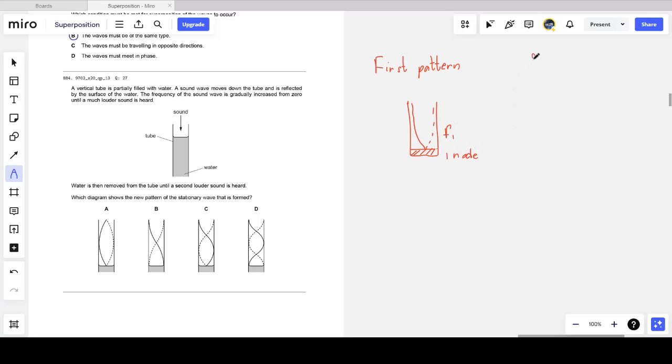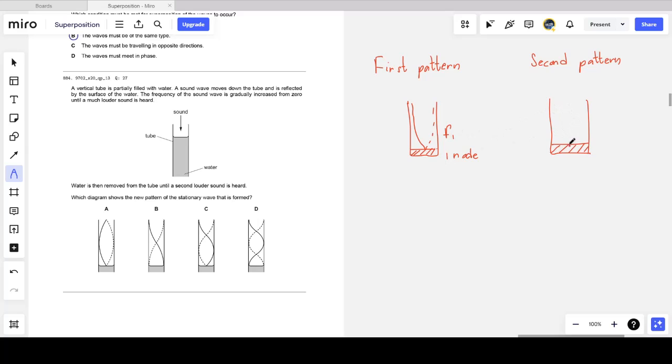Now what we actually want is the second pattern. So you see that's not one of the options in the choices, because we want the second pattern. The next lowest frequency that's going to give us a standing wave, basically, as I adjust the water level. Actually, I'm adjusting the frequency of the sound in this case. I'm leaving the water level constant. And so I have the same cylinder of water, and I'm going to have two nodes instead of one.